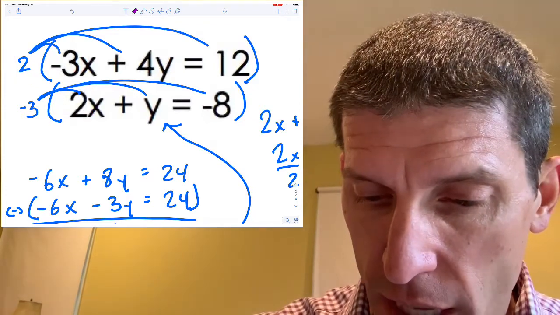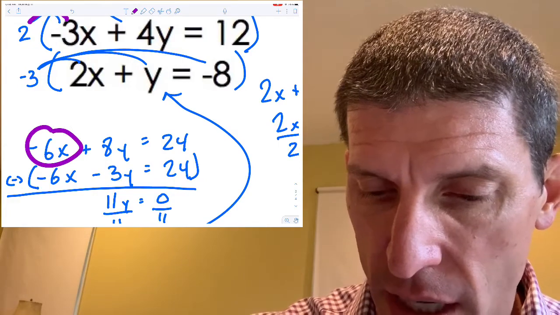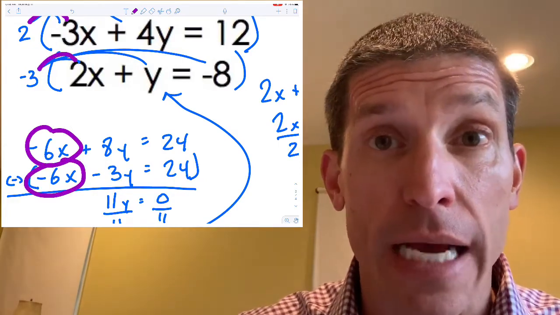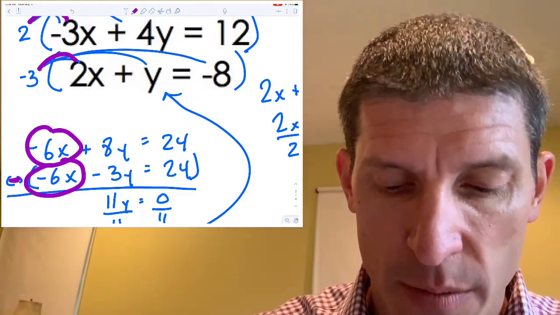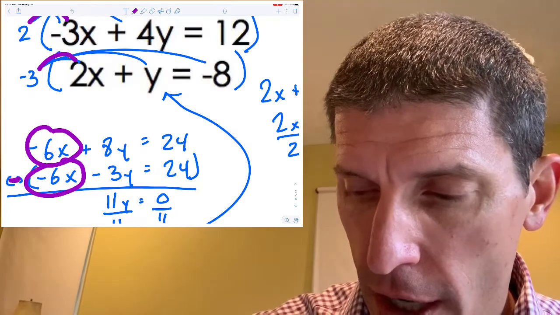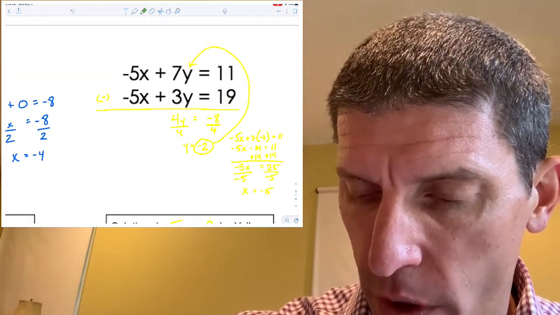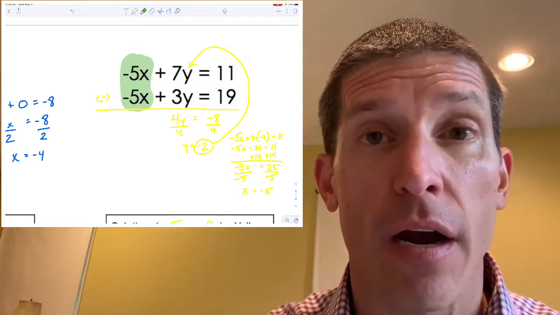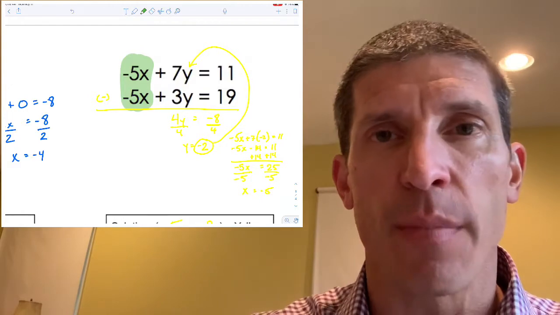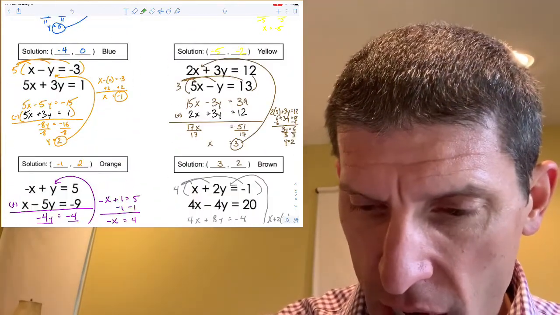So watch what I did then. When I took 2 times negative 3x, I got negative 6x. And when I took negative 3 times 2x, I got negative 6x. And they are exactly the same. So then you simply subtract and they eliminate. That's a key component of that style of question. This one in yellow is really hard to see, but I had a common pair. I subtracted. Negative 5x minus negative 5x, minus negative became plus, and they went away. So good job there.